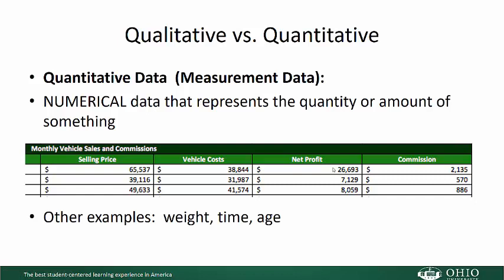Other examples of quantitative data are weight, time, and age. If you had data on these variables, your data would consist of numbers, and those numbers would be referring to the amount of something.